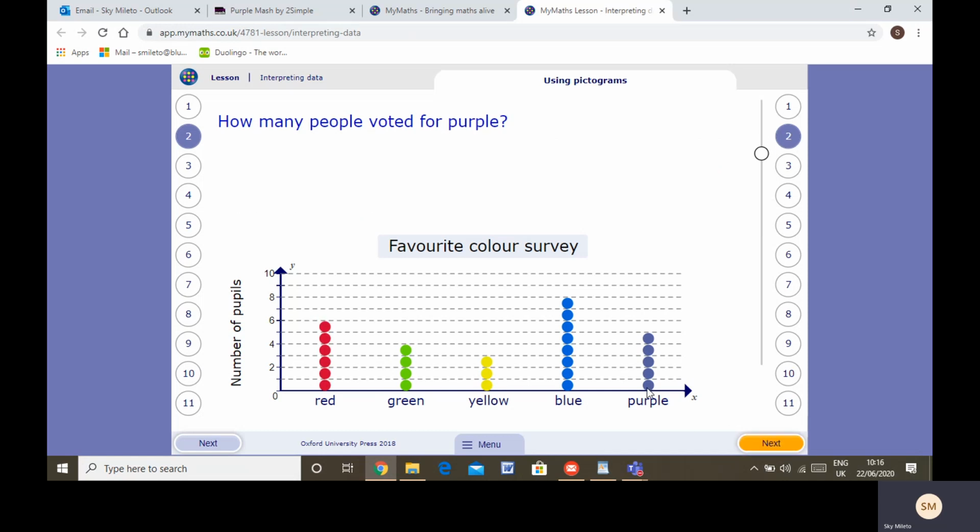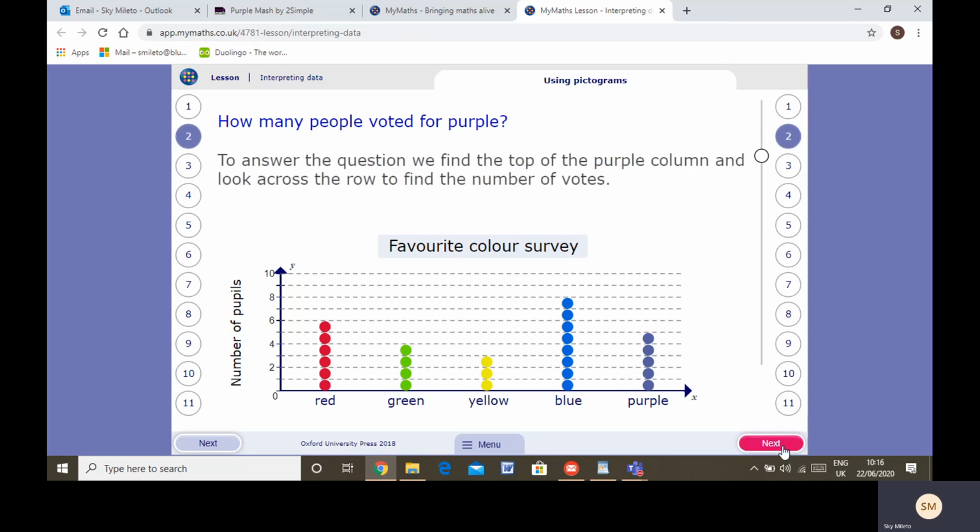How many people voted for purple? We could count 1, 2, 3, 4, 5. We could count the dots, or we could look at the top dot, scan our eyes across and see that it's between 4 and 6, and we know the number between 4 and 6 is 5.